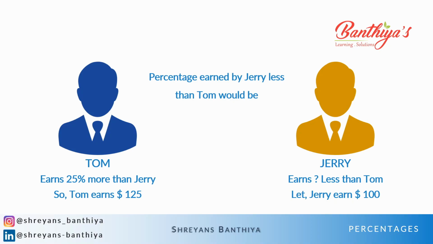Now initially, in comparison to Jerry, Tom earned 25% more. But now in comparison to Tom, Jerry earns how much less is the question. So the base is changing. Initially the base was Jerry, and now the base changes to Tom, and hence the formula becomes 25. The difference between the two values, that is 100 and 125, is 25. In comparison to Tom, that is 25 by 125 into 100, this comes out to 20%. I hope guys that you have understood the formula and you need not memorize it.